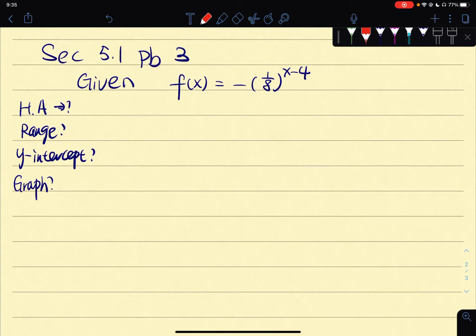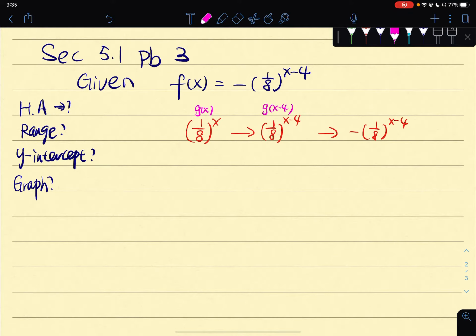In order to find that function clearly, I want to start with 1 over 8 to the power of x. Whatever comes to follow the order of calculation. So I need to handle x minus 4 first, and then I'm going to flip it. So generally speaking, the way to look at it is to treat your function, first of all, as, let's say, g of x. Then the new function is g of x minus 4. And if you were to treat this function as s of x, then the new function is negative s of x.